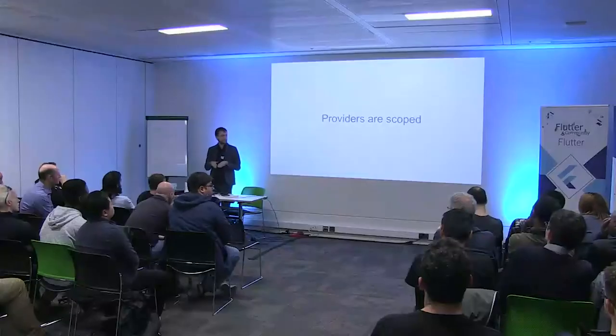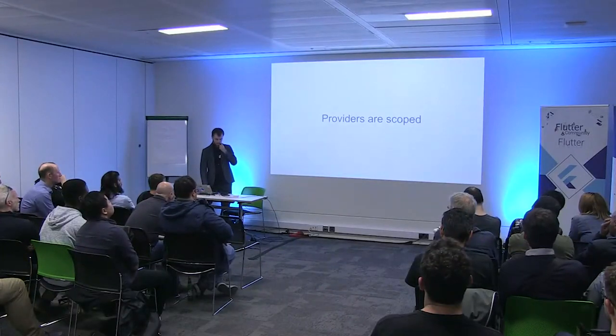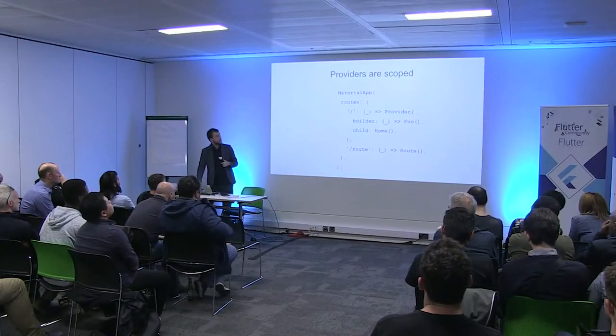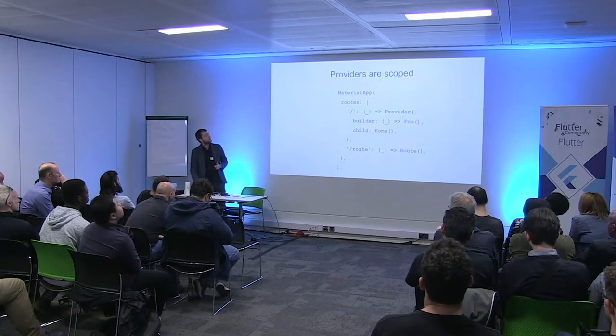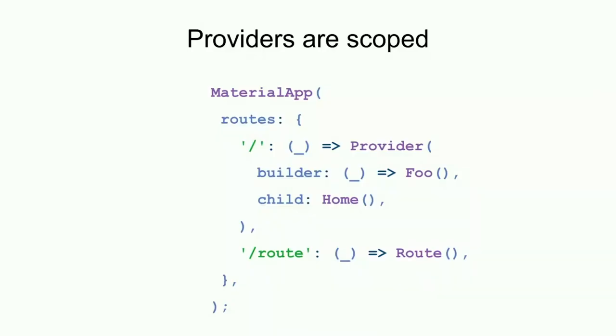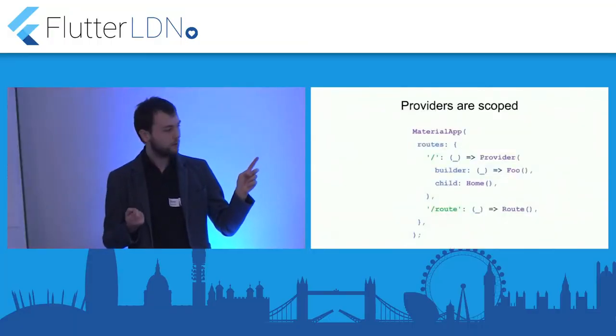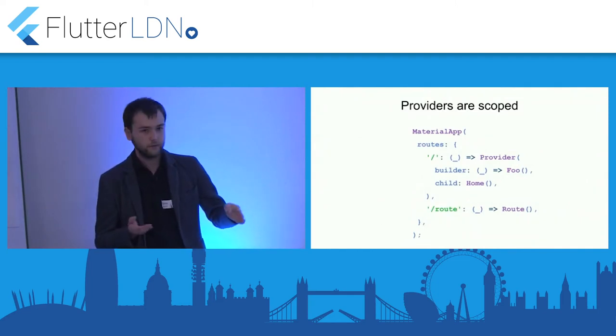So we can say that providers are scoped. They are limited to a part of the widget tree. And there are many ways to deal with scoped providers. For example, in that code snippet, we made the provider on one specific route. So the home route can access our model, but the other route can't.